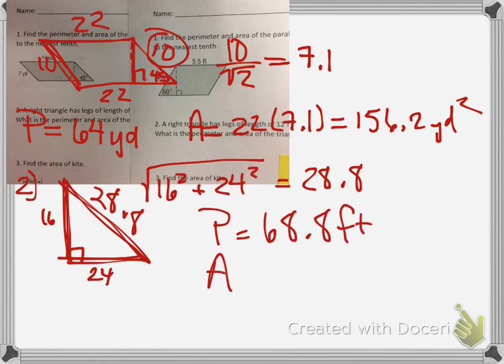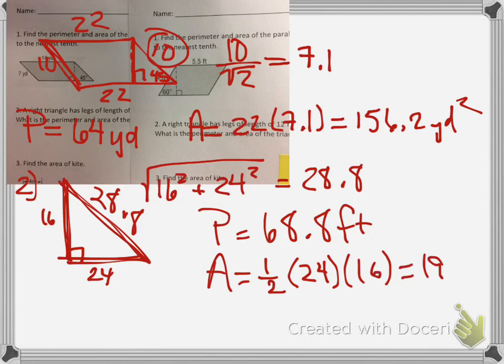So the perimeter would be add up all the sides, which would give you 68.8 feet. And then the area is just 1/2 the base, which we'll say is 24, and the height, which is 16. Vice versa, it won't kill you. And you get 192 square feet. Okay, easy peasy, right?